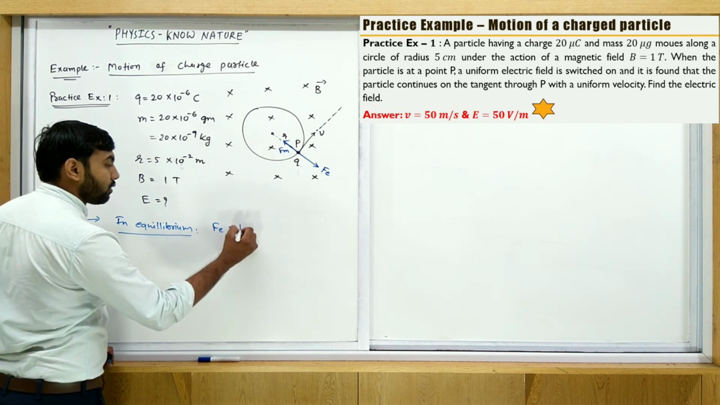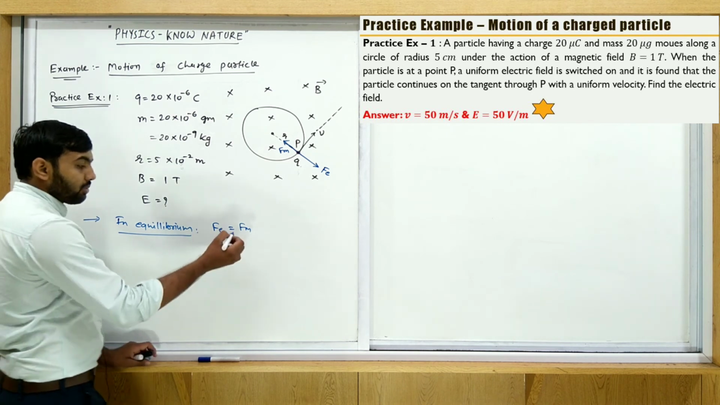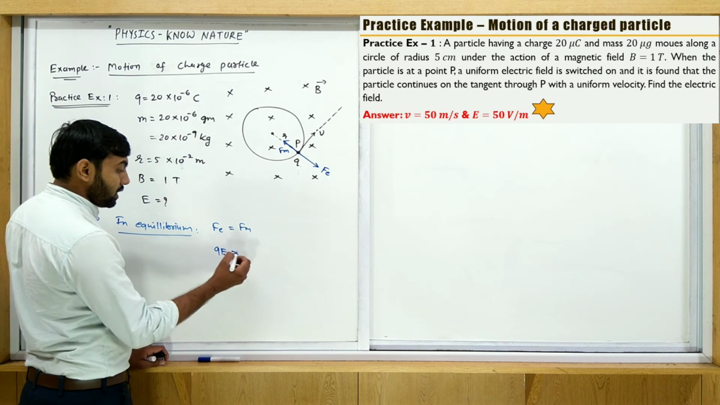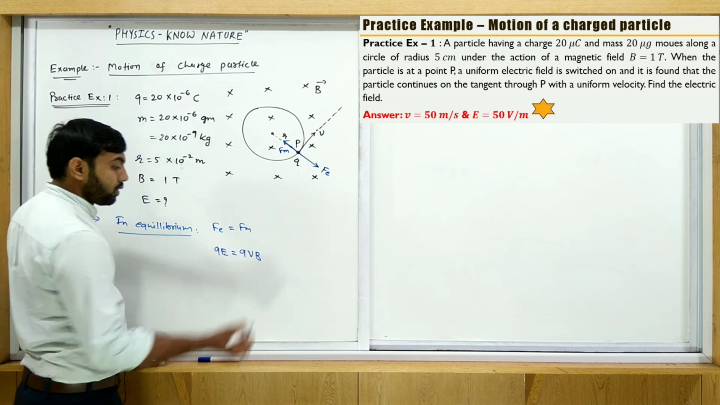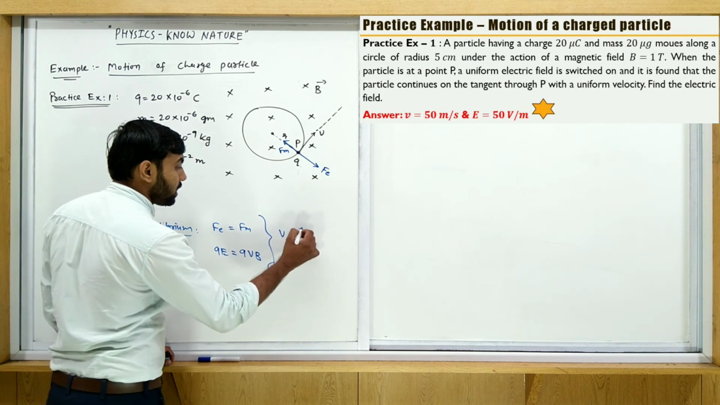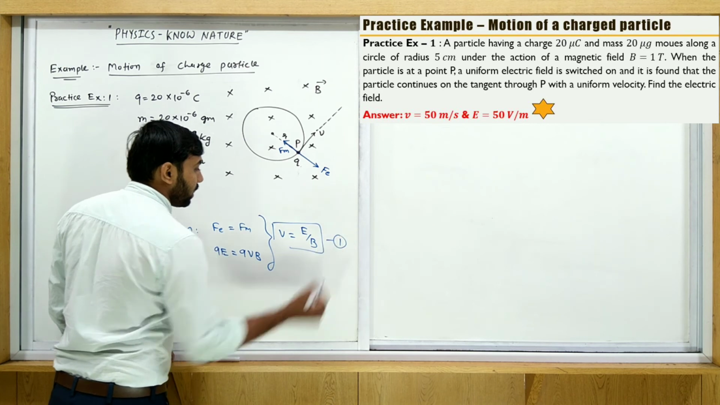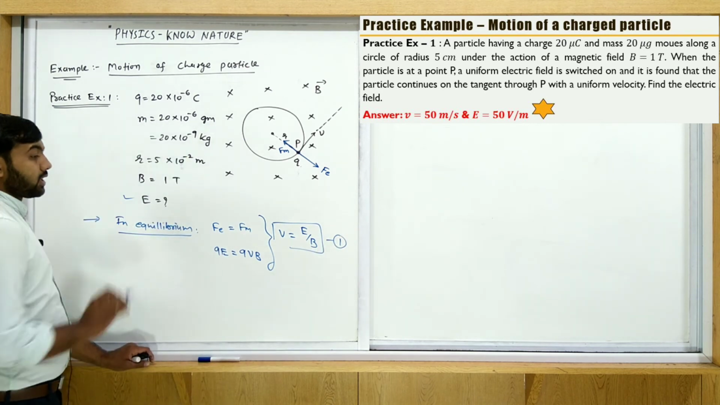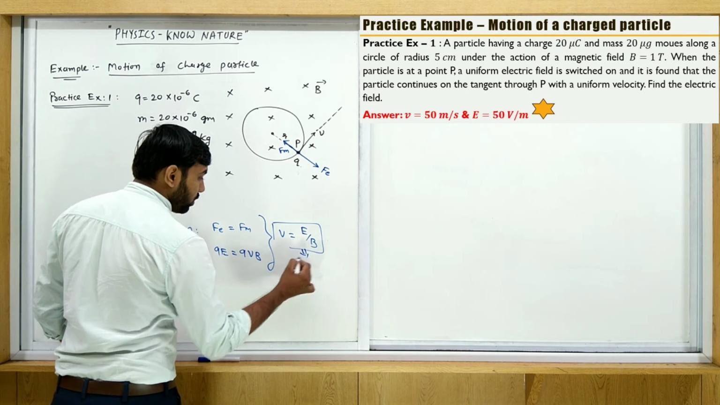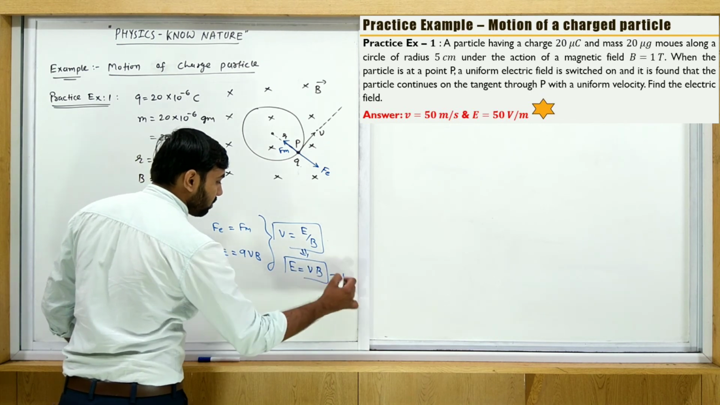electric force is equal to magnetic force. What is electric force? QE. What is magnetic force? Magnetic force is equal to Q into V into B. So what is your answer? V is equal to E by B, equation number 1. But you have to find the E. So put this in equation number 1 and find E. So E is equal to V into B, equation number 1.